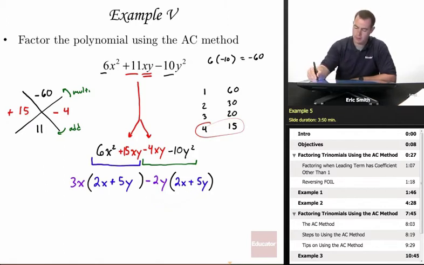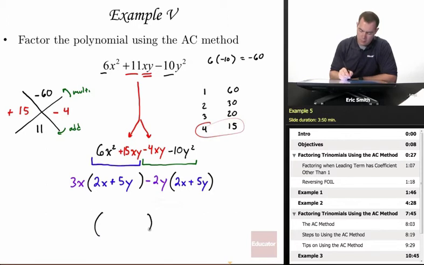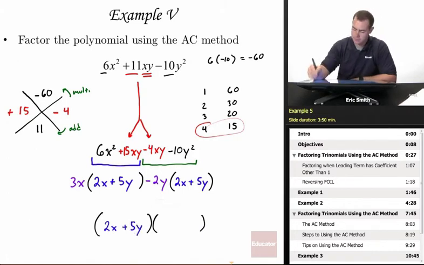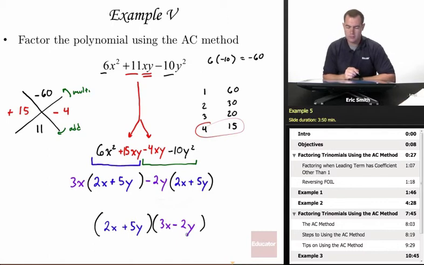Okay, now that I have that common piece, we'll take it out from both of them. So 2x plus 5y, and then 3x minus 2y. So it looks like this one's factored. And again, you can double check by running through the FOIL process. Hopefully you're getting a little bit more familiar with that AC method and seeing the steps as you go along. Again, that key component is finding those two new numbers so you can split up that middle term.